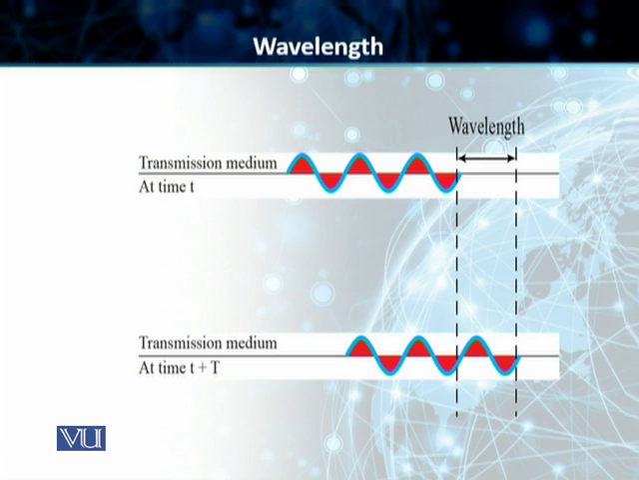Students, in this particular case, as you can see, the wavelength is represented by the difference of the position of this waveform at time small t and time small t plus capital T. Students, as you have already been told, the frequency of a signal is completely independent of the medium in which the waveform is propagating. That is not the case with the wavelength. Wavelength is the property of any type of signal which is completely dependent on the direction of the propagation as well as the properties of the propagation medium.